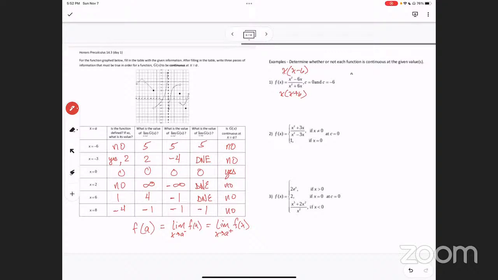Good. So at 0, it's not continuous. And the reason is because of a removable discontinuity, right? How about at -6? At -6, no. And what's the reason for it? Because the denominator would be 0. Which means I have what at -6? A vertical asymptote. So that's called an infinite discontinuity, I believe is what they call it.